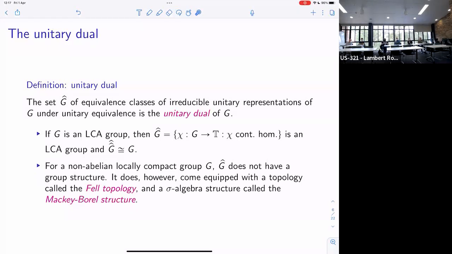But in general, for non-abelian locally compact groups, the unitary dual does not have a group structure, but we can equip it with a topology called the Fell topology and a sigma algebra structure called the Mackey Borel structure. And this sigma algebra is not necessarily the Borel sigma algebra of the Fell topology. And understanding this topology and the sigma algebra gives us information about the irreducible unitary representations of our group G.